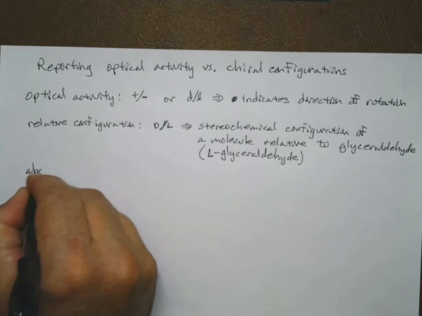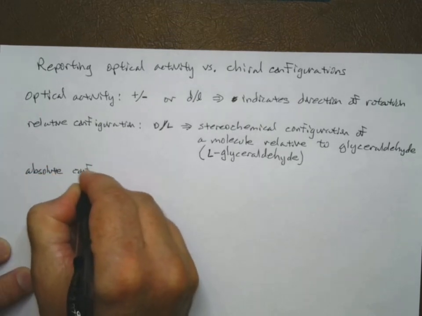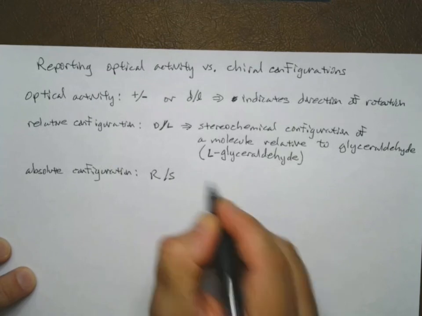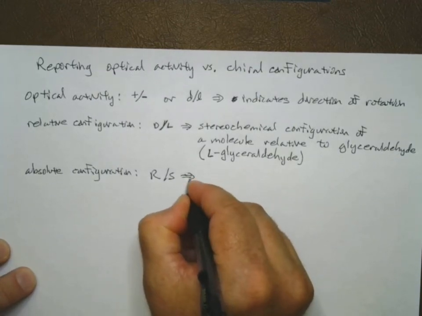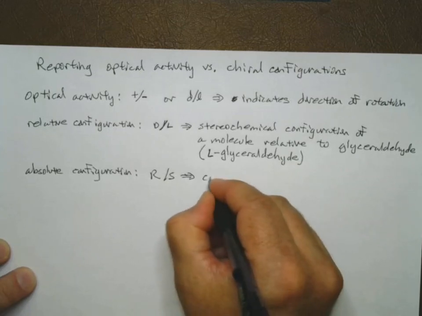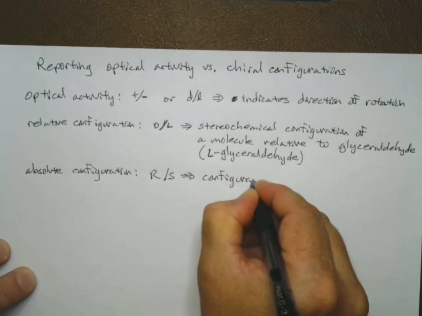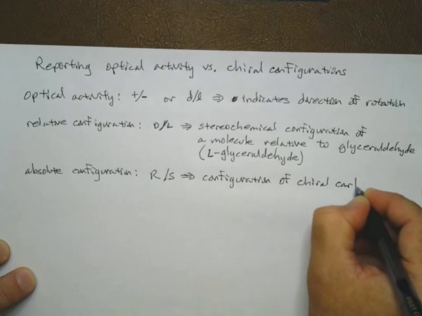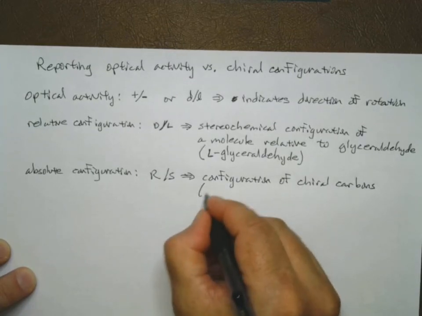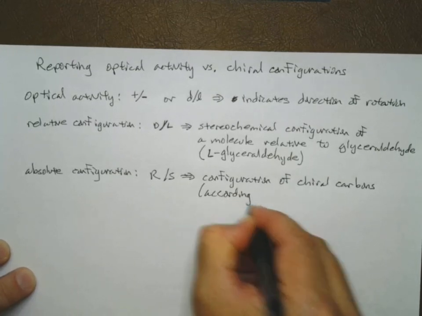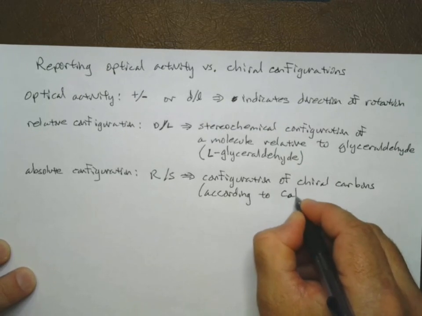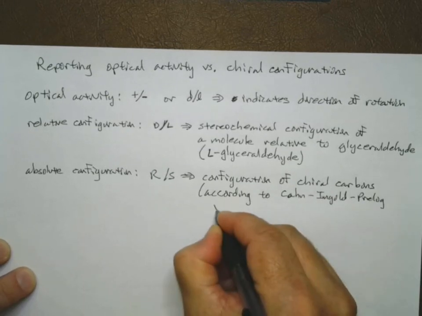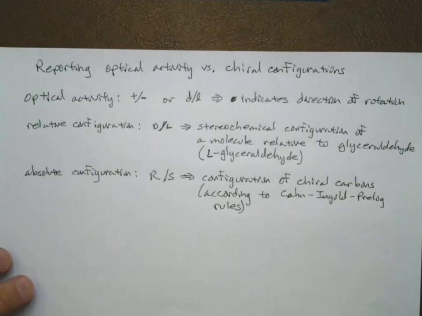And then lastly, we have absolute configuration. And this is R and S, capital R, capital S. And this is the configuration of chiral carbons. And that's according to the Cahn-Ingold-Prelog rules, which will be in the next lecture video.